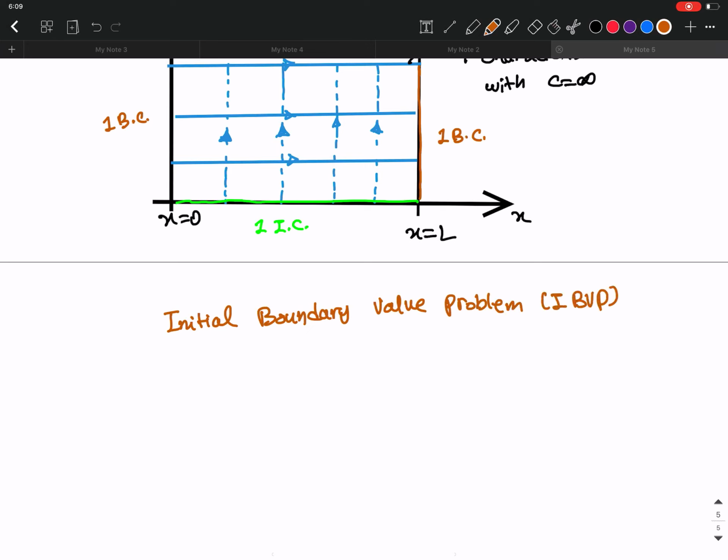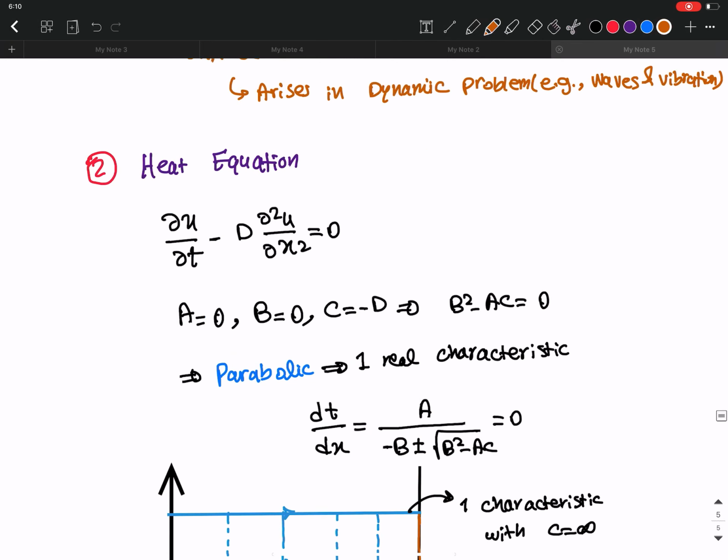Or IBVP. And this problem arises again in dynamic problems, this equation. Examples of that can be, for example, heat flows, right? This is a heat transfer problem. So in heat transfer, this is a very important problem, this equation. So this is the diffusion of heat and transfer.